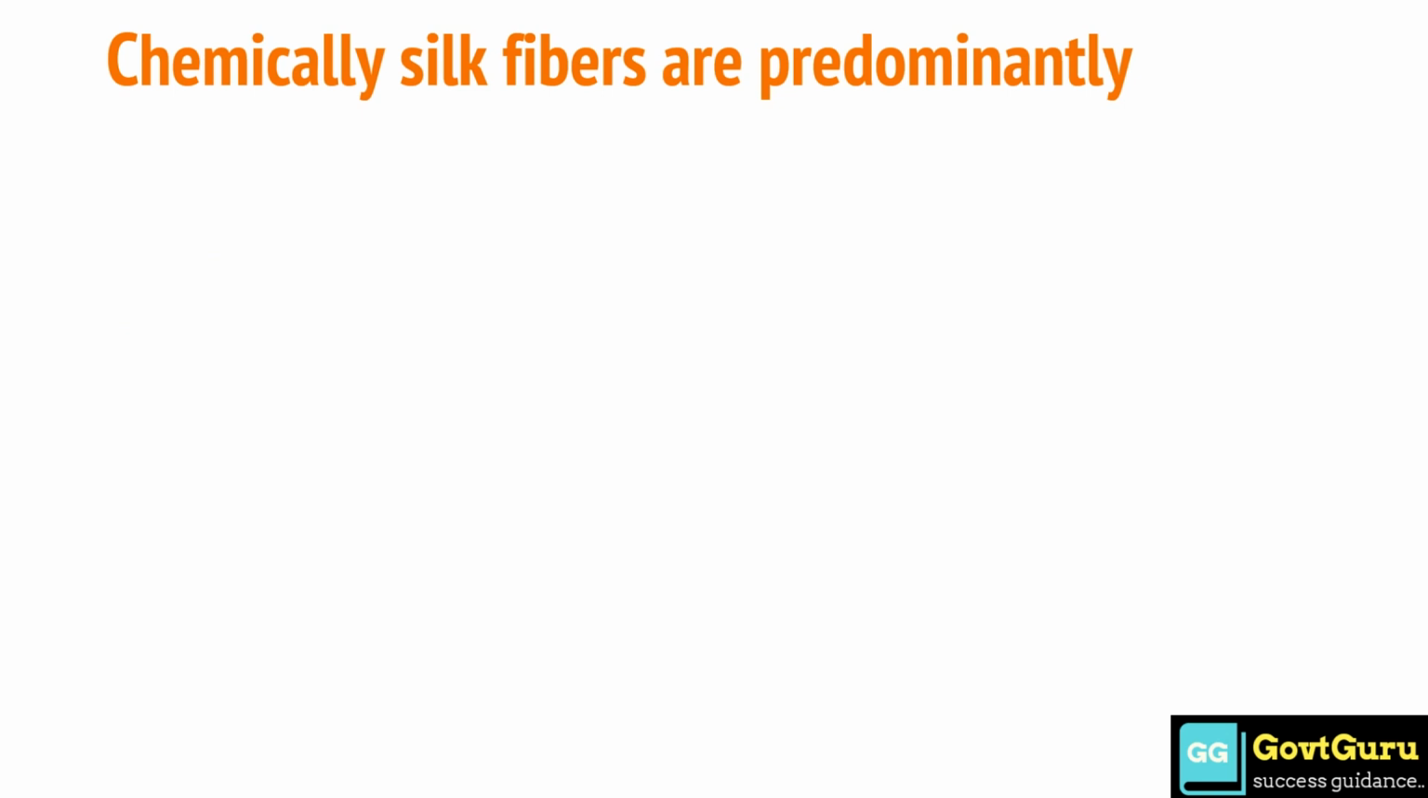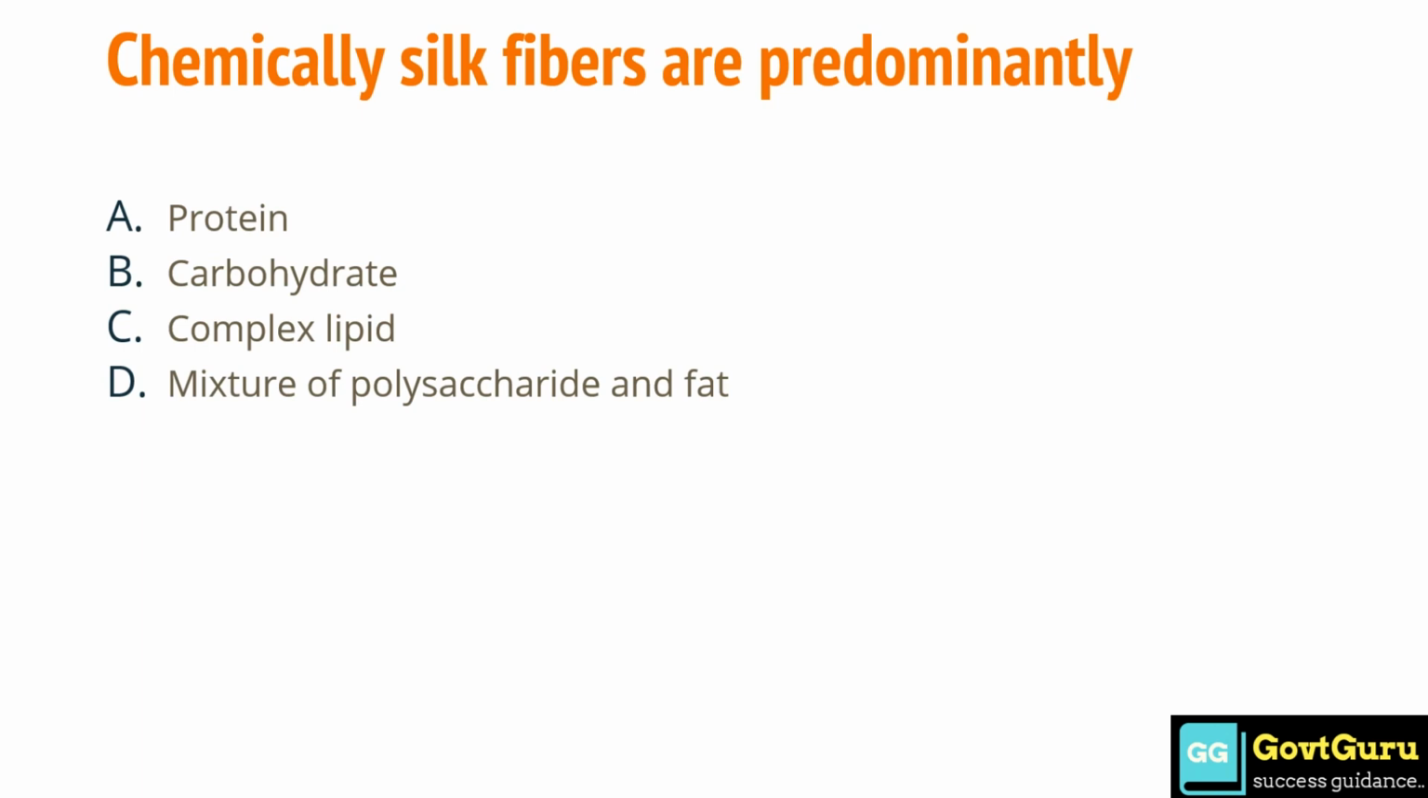Next question is, chemically silk fibers are predominantly? Option A, protein. Option B, carbohydrate. Option C, complex lipid. Option D, mixture of polysaccharide and fat. So the correct answer is option A, that is protein.